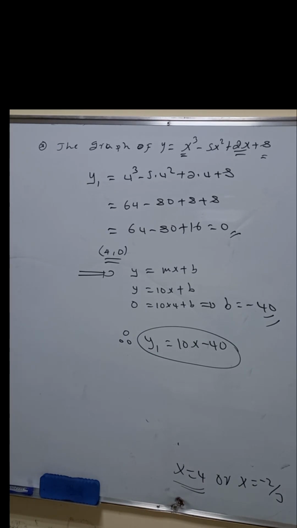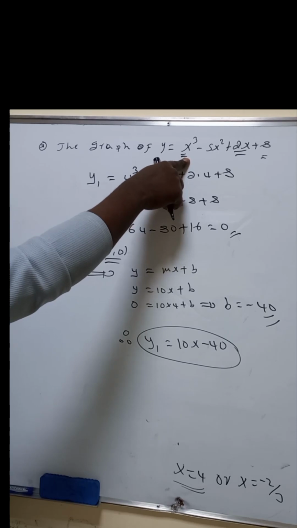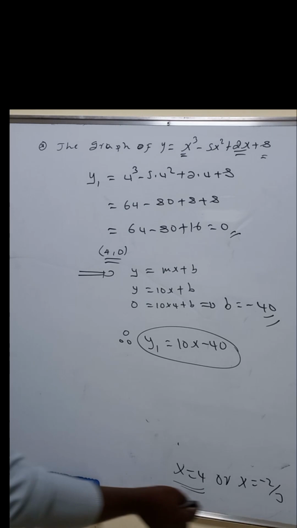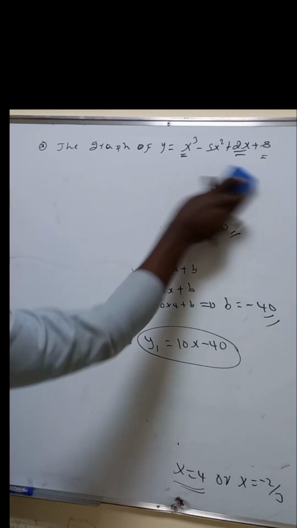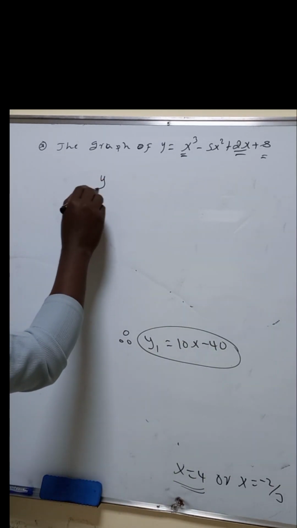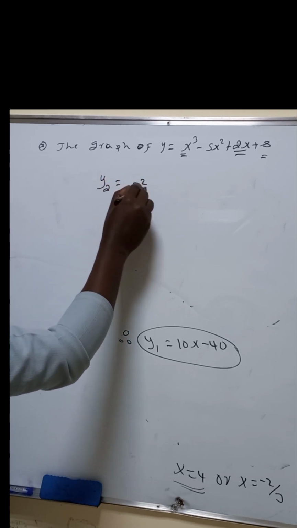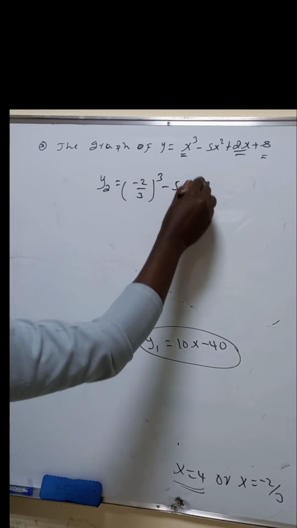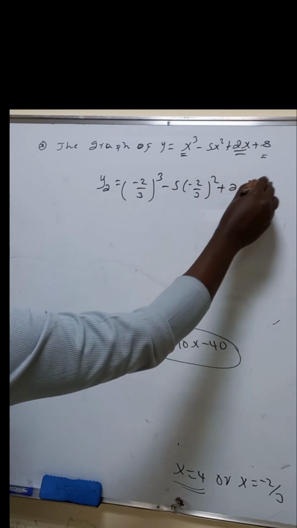In order to determine the other equation of the line, which is also tangent to the curve, we use x = minus 2 over 3. First of all, we need to find the y value when x is this value. So for y2, the second ordered pair, we compute minus 2 over 3, the whole cube, minus 5 times minus 2 over 3, the whole square, plus 2 times minus 2 over 3, plus 8.